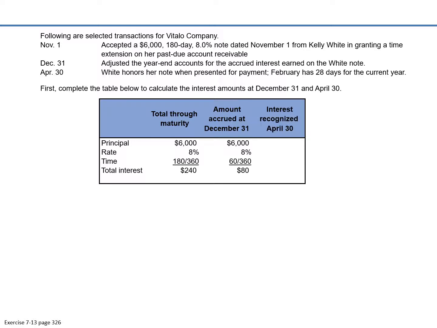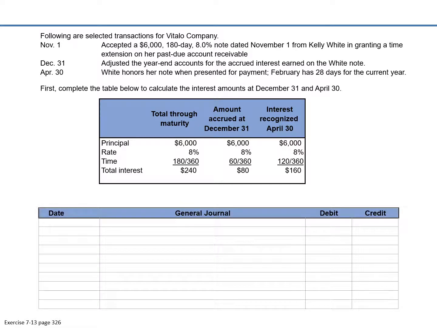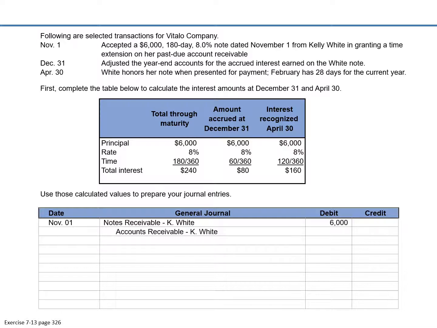And then the interest recognized at April 30th is going to be the other 120 days. So we have 6,000 times 8% times 120 divided by 360 for $160. So then our journal entries: on November 1st, record the notes receivable, $6,000. Accounts receivable, credit of $6,000.